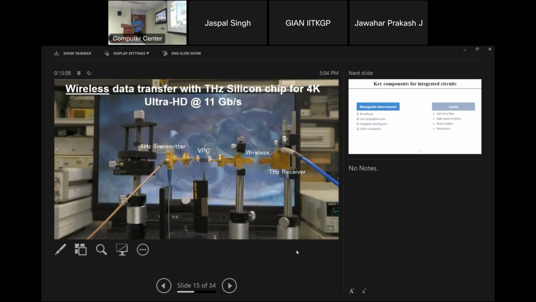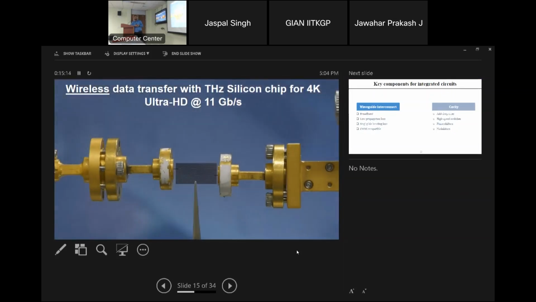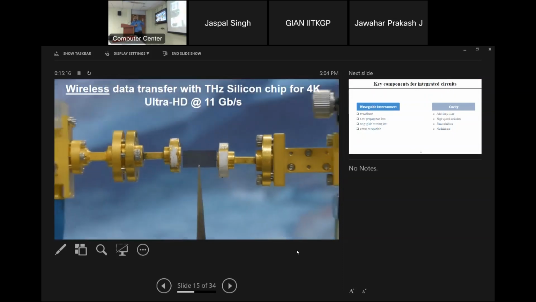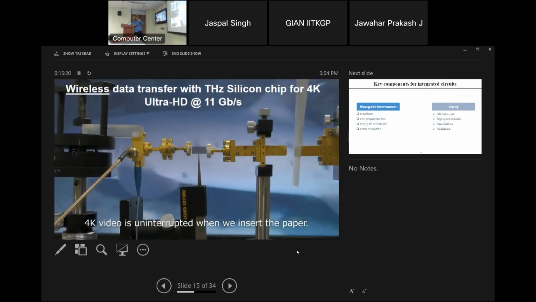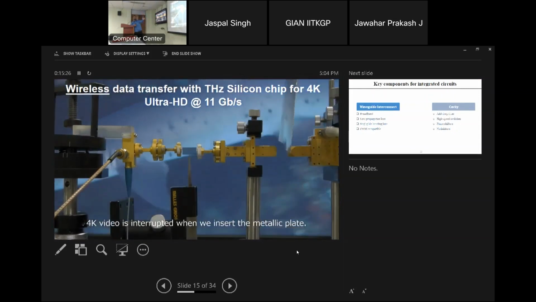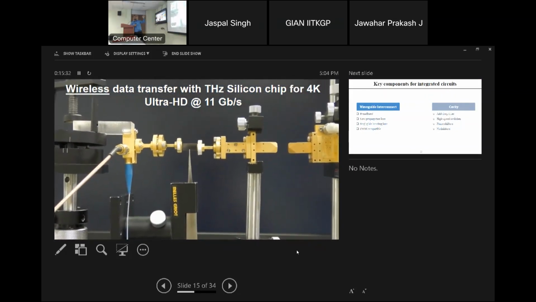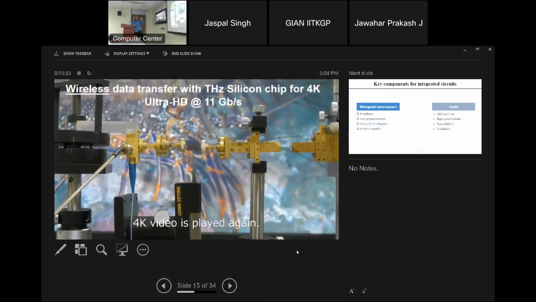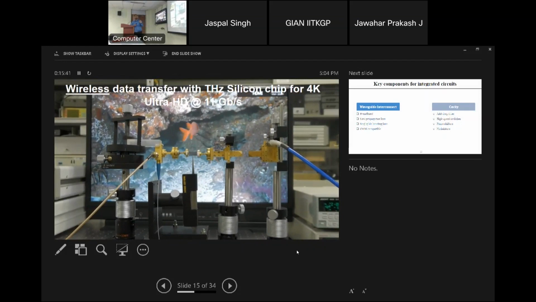So in the background, what you are seeing is a high definition 4K video, which is playing via this chip. You can see that there are several bands. We are sending the video via this chip. We purposely make one wireless window here. So terahertz is transparent to paper. That's why when paper went, nothing happened. But when metal came, the video gets blocked, and it will retrieve back again. So this shows that live 4K video transmission is happening, and for that you need ultra high speed. For example, we have achieved 11 Gbps of speed in order to see this.